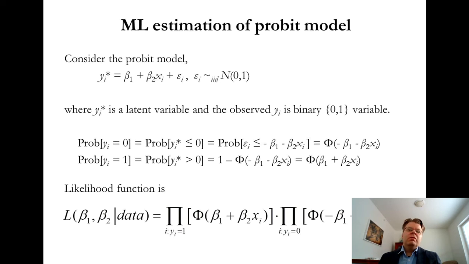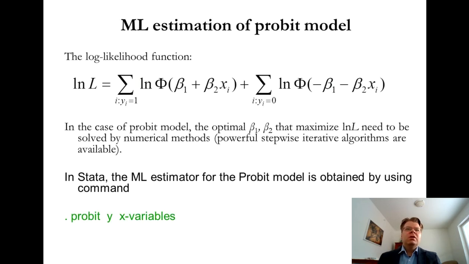So then remember from the previous video lesson that usually we don't really work with this kind of likelihood function, but we take logarithms to transform it to the log likelihood function. And this is what I have done here. So we can take the logarithms of those cumulative distribution functions and then sum over those subsamples of y equal to 1 and y equal to 0.